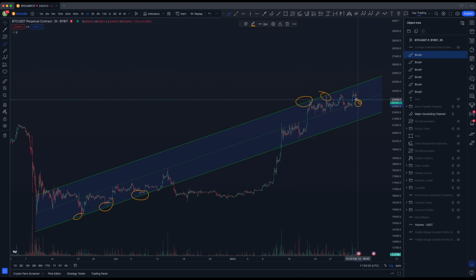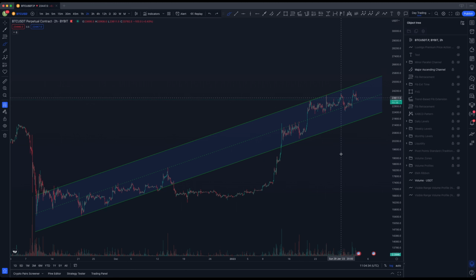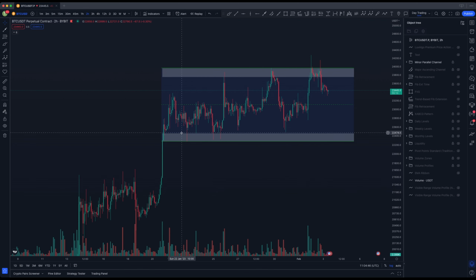And you can see we're starting to hit this resistance line, but why do I think we may start to see the breakdown? We're going to cover that next. The other thing I just want to cover very quickly before we jump in is the minor parallel channel which I've created here. As we zoom in, again, it's another thing we've respected quite well.